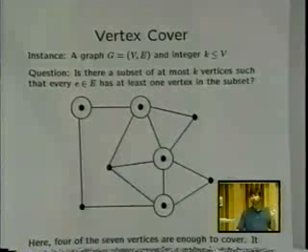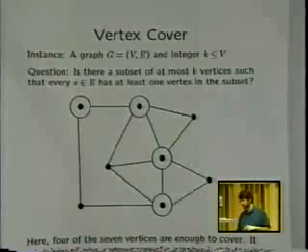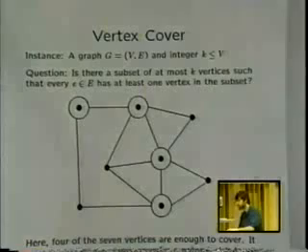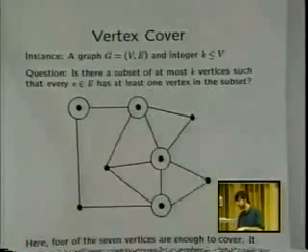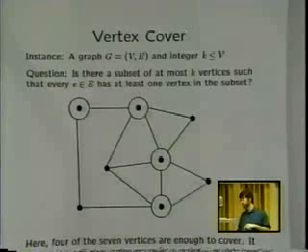Variations of this tend to come up in scheduling problems and pattern recognition problems. This is a good problem to know about. What is the input to vertex cover? The input is a graph and an integer k, which is less than the number of vertices. The question is: is there a subset of at most k vertices such that every edge touches at least one of the vertices in our set?